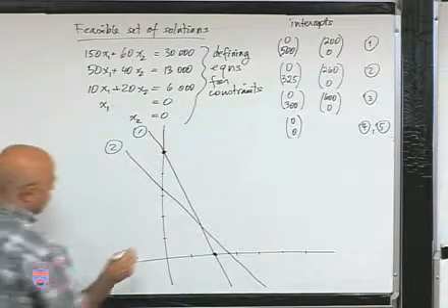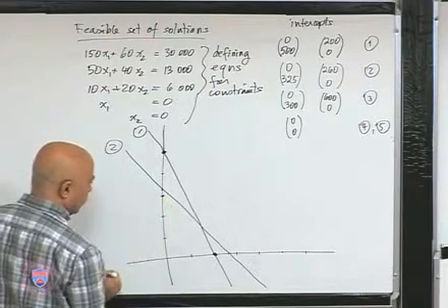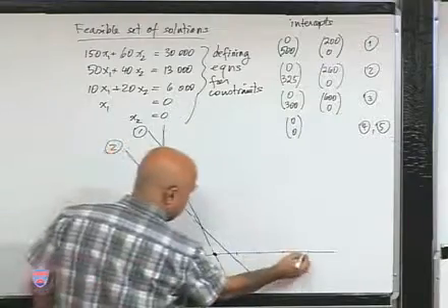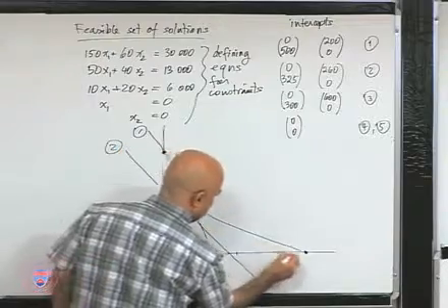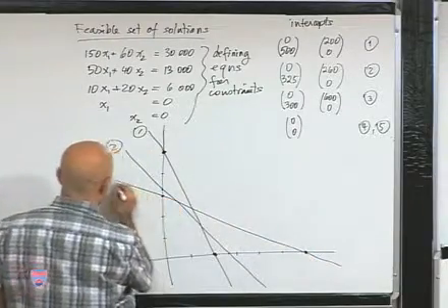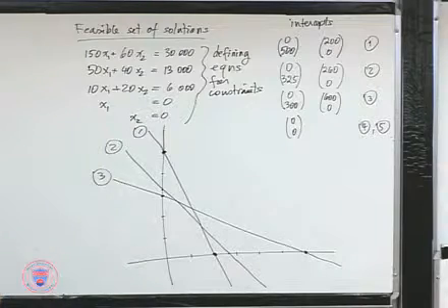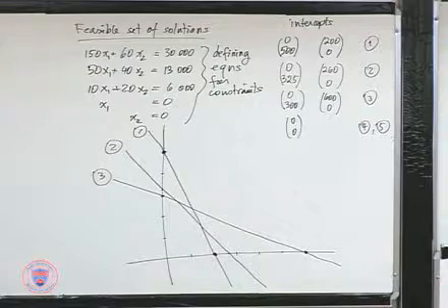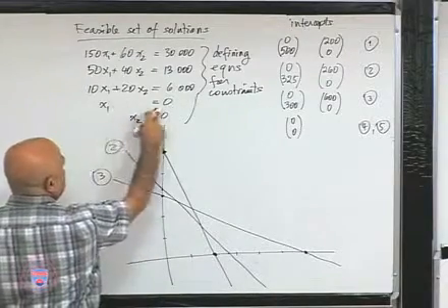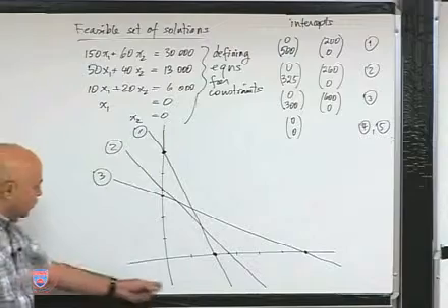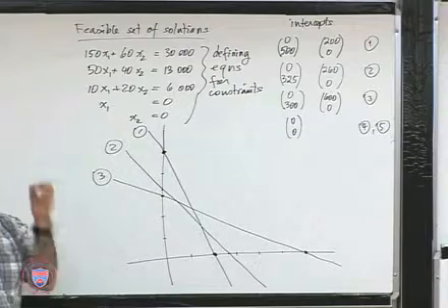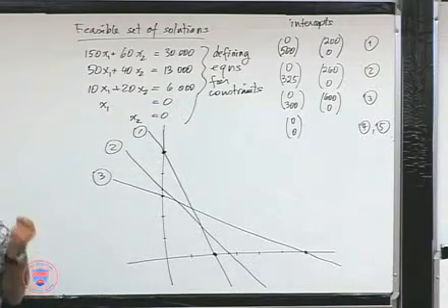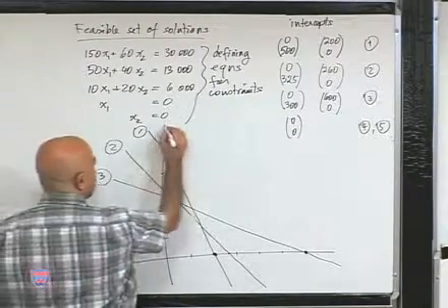Number 3, 0, 300, which is that point, and 600, 0, which is that point. So I've got that one. That's my number 3. Number 4 is x1 equal to 0. Well, x1 is equal to 0 along the vertical axis. Each point along the vertical axis has a coordinate of 0 for the x1 component. So this is number 4.